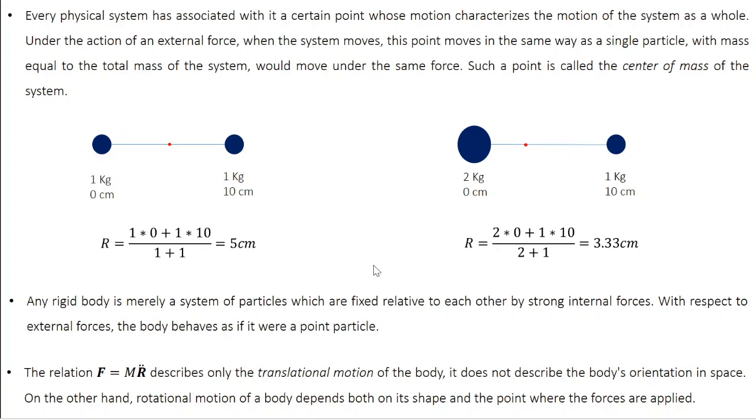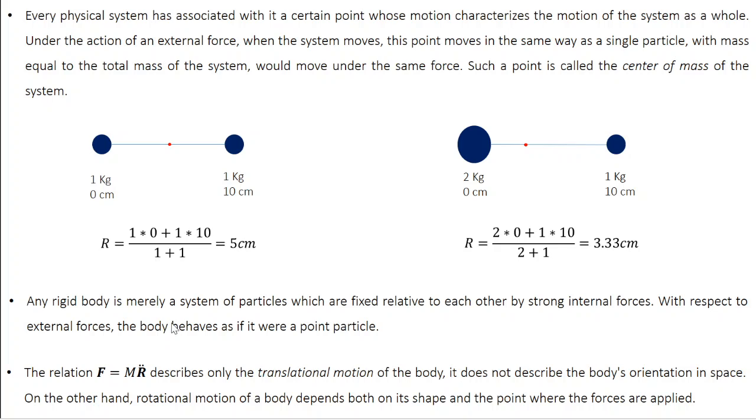Now, only one thing you have to remember here is when you write down the equation of motion of the center of mass, F is equal to m r double dot. Remember, this describes only the translational motion of the body. Translational motion means the linear motion, because this equation does not describe the body's orientation in space.